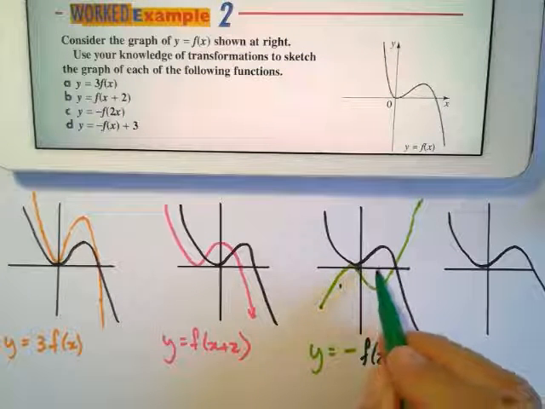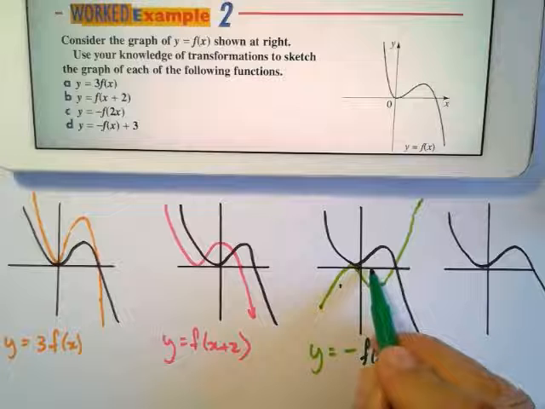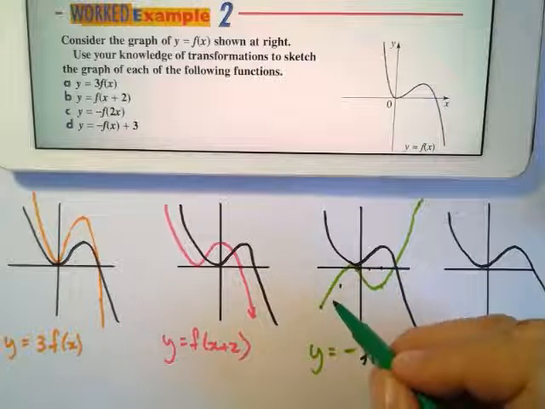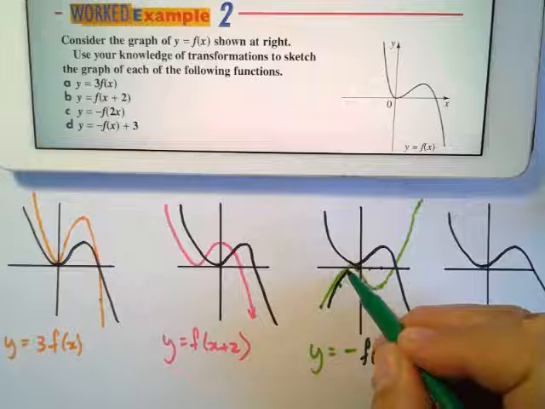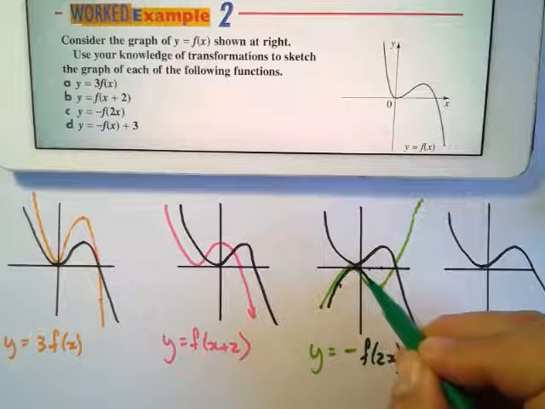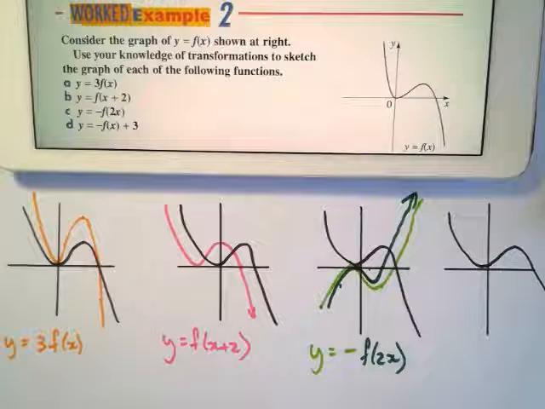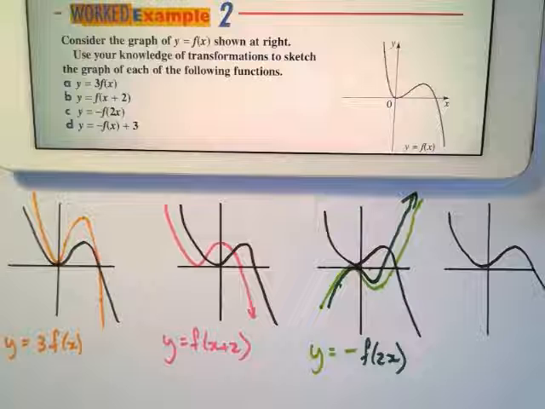When it went through the 0 over here, it still needs to go through 0 there. If the x value was positive 1, it will now be a half. If this was 3, it will be 1. So my graph will still be going through there, but it will come into smaller values like that. And that will be y equals negative f(2x).